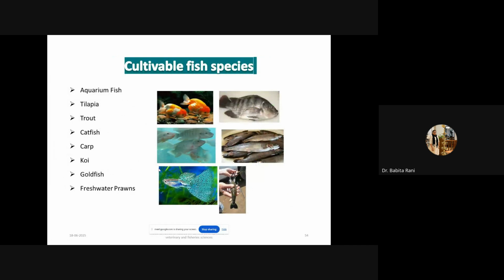These are some of the fishes. You can go for aquarium fishes, and also indoor aquaponics we can make with the help of ornamental plants and ornamental fish. Then tilapia, trout, catfish, carp, koi, and all you can use. Anyway, freshwater prawns, all this.